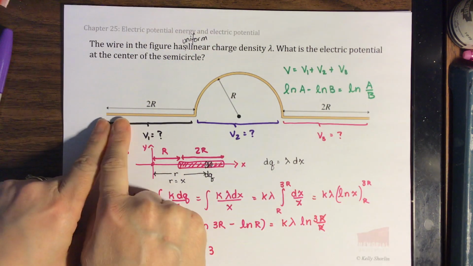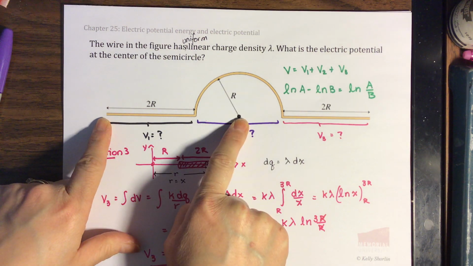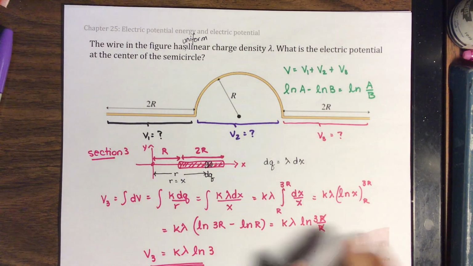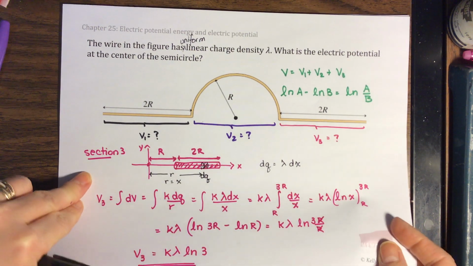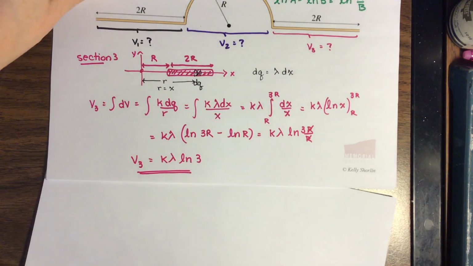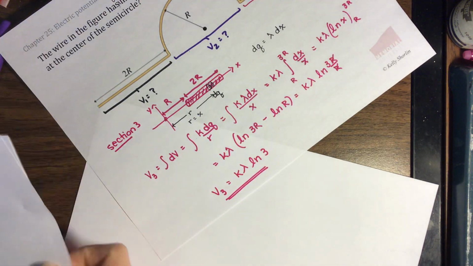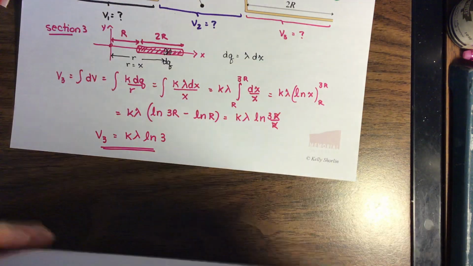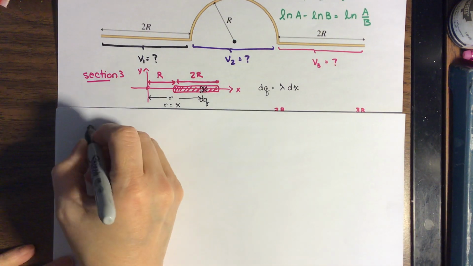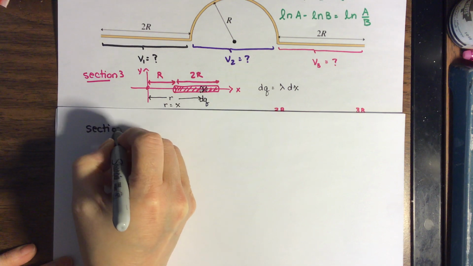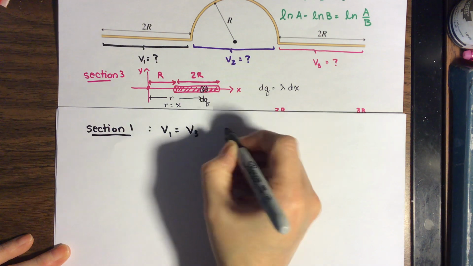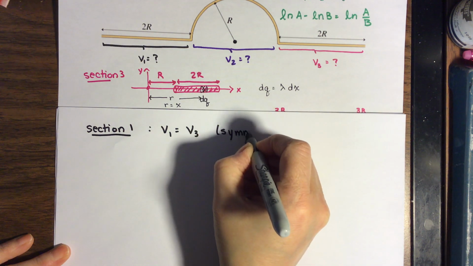Section 1 is exactly the same as section 3. It's just flipped. So it has the same amount of charge, it's the same distance from the point, it's got the same charge density, same linear dimensions. The electric potential due to section 1 is going to be exactly the same as the potential due to section 3, and that's just due to the symmetry of the system. So let's fill that bit in next. So section 3, or section 1, sorry, V1 equals V3 from the symmetry of the situation.